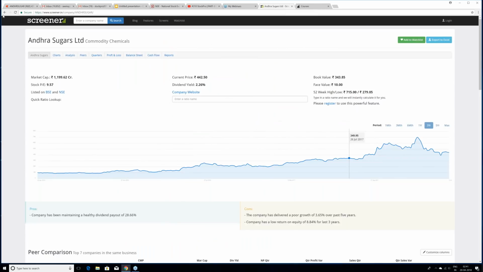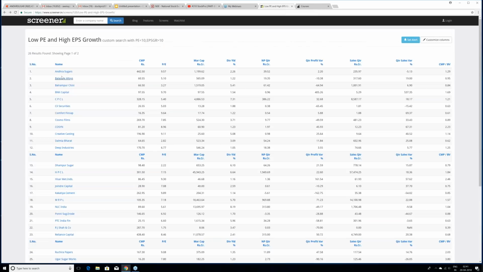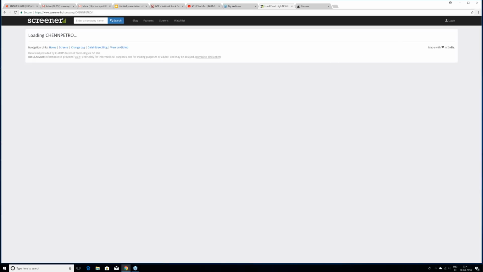I can take one more stock with you people so that you can understand. And as I told you, select this filter, low PE and high EPS growth. Let's say something here, a good decent market cap. So let's say Balrampur Chini. Okay, that was a sugar stock. Even this is a sugar stock. Leave it. Let's look into the CPCL, right? Let's see this company. What is happening in this company?